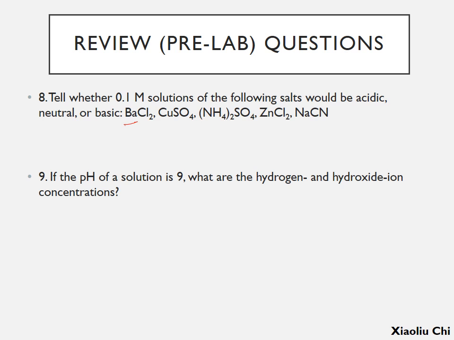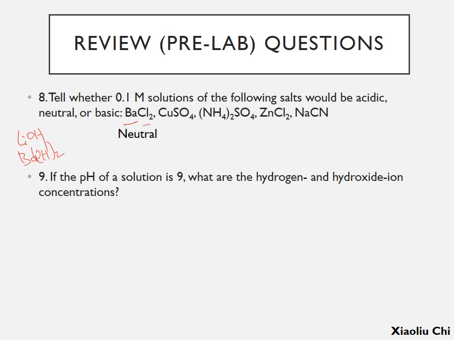Remember, barium is group 2. So both group 1 and group 2 cations come from strong bases. For example, lithium hydroxide is a strong base. Barium hydroxide is a strong base. Chloride comes from hydrochloric acid, so both are strong, and therefore this is neutral. Okay, so both ions are spectator ions, they don't hydrolyze.